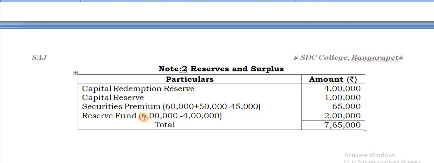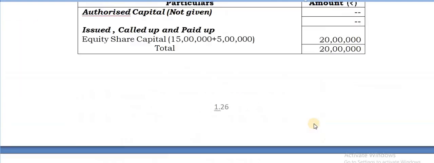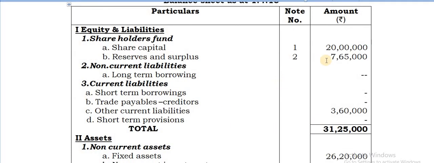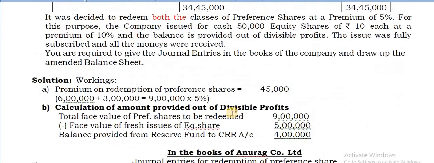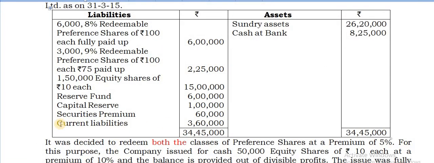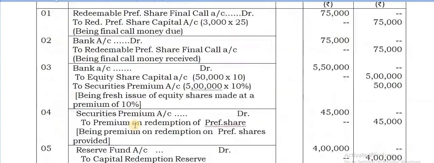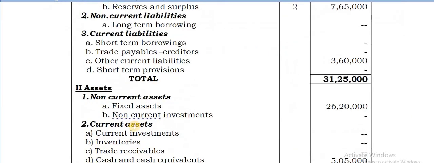And reserve fund total 6 lakhs is there. In that, 4 lakhs is being transferred to CRR, so a balance of 2 lakhs is available. So together it is 7,65,000 that is being taken. Now coming to other items here, all this is nil. There is other current liabilities given. Current liabilities are given here, so write that under other current liabilities.